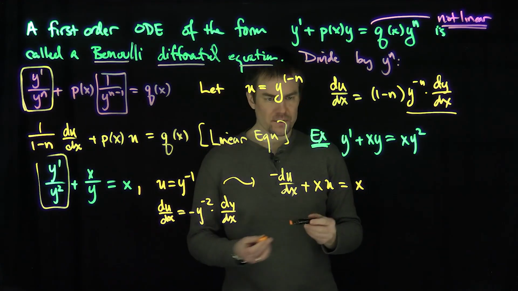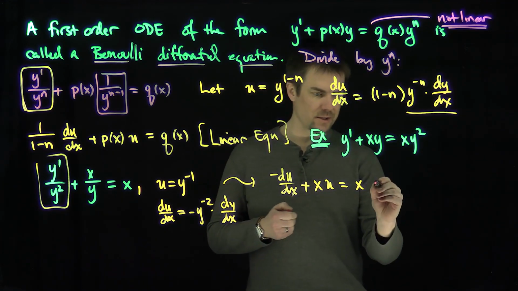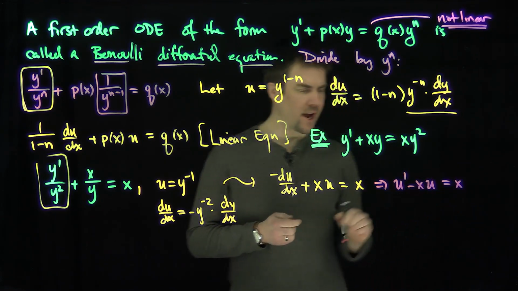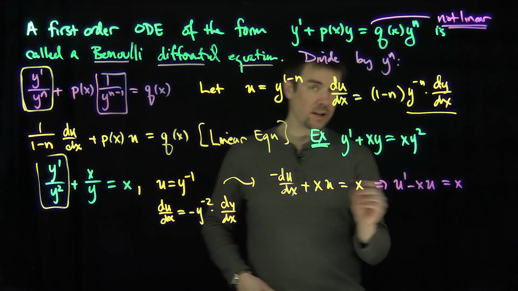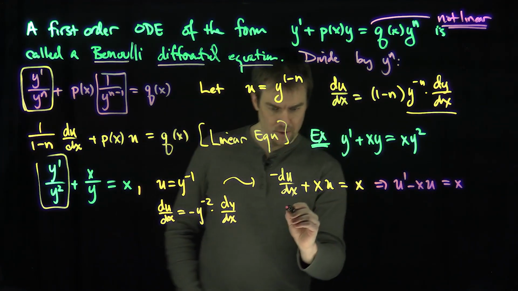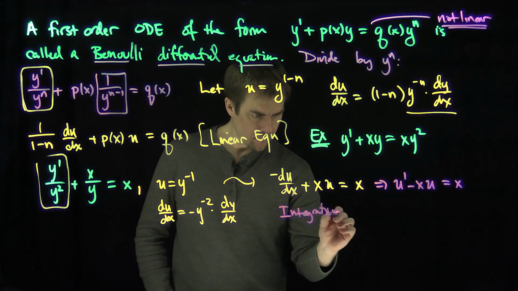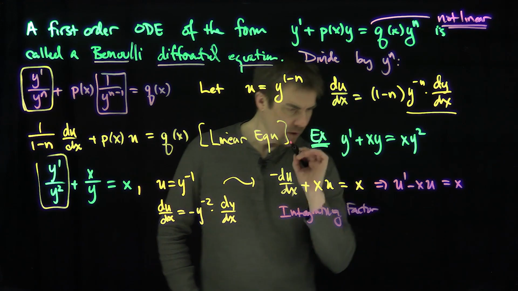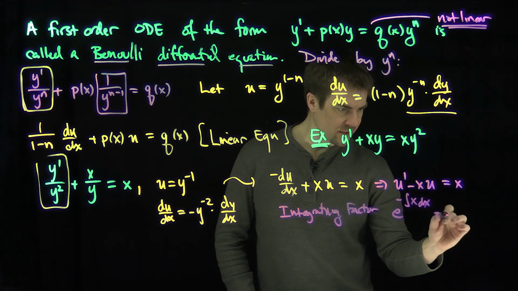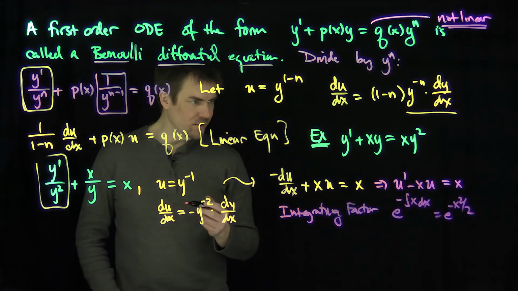And so now, what's my integrating factor? I'm going to multiply through by this negative sign to make my life a little bit easier. So this is exactly the same thing as writing u prime minus x u is equal to x. My integrating factor is going to be e to the integral of this thing over here, which is e to the integral of minus x dx, which is e to the negative x squared over 2. So if I multiply both sides by e to the negative x squared over 2, what's going to happen?